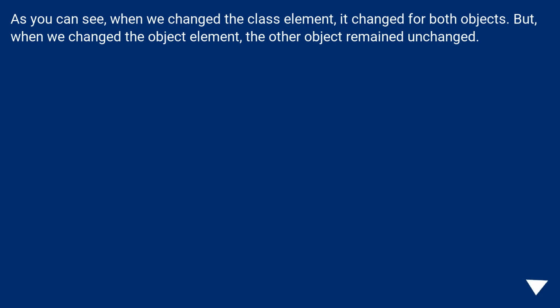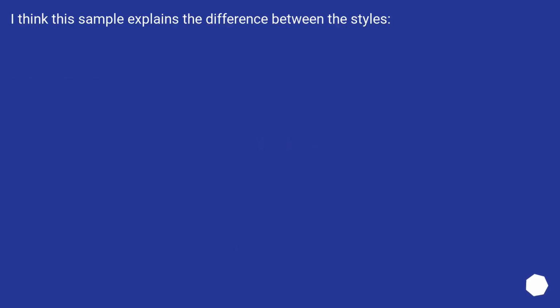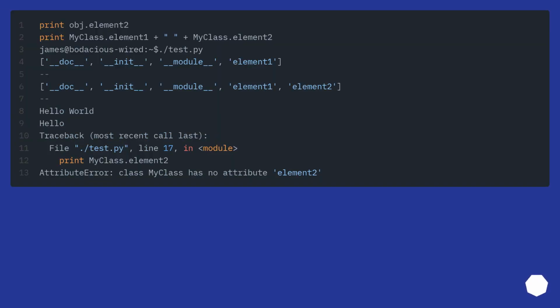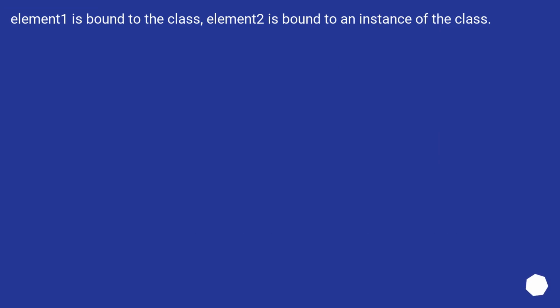As you can see, when we change the class element, it changed for both objects. But, when we change the object element, the other object remained unchanged. I think this sample explains the difference between the styles. Element 1 is bound to the class, element 2 is bound to an instance of the class.